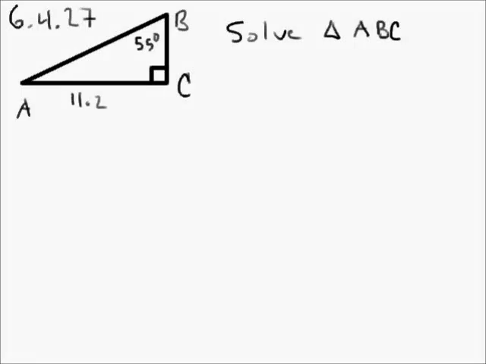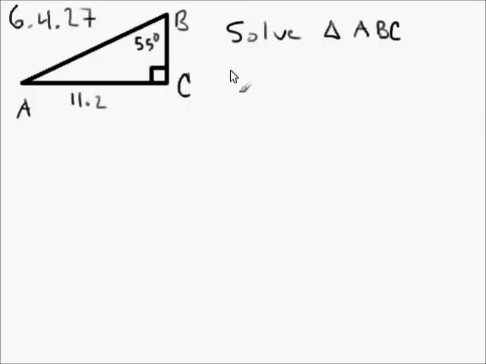Number 27. We're given triangle ABC. We're told that angle B is 55 degrees and the length of side b is 11.2. And we're told to solve triangle ABC. That means figuring out the measures of every single side and angle.